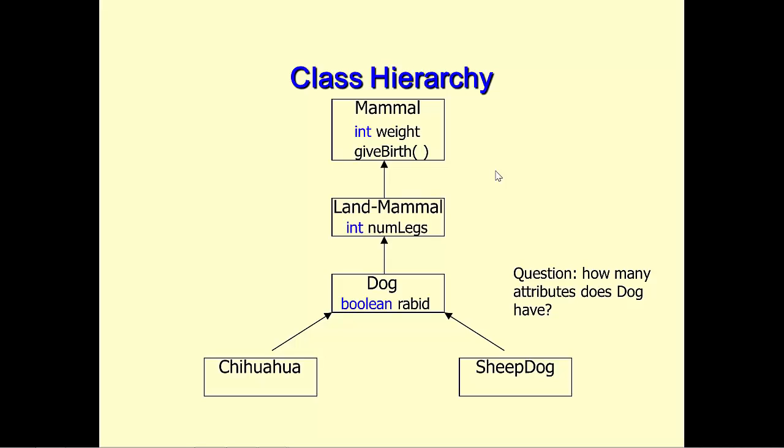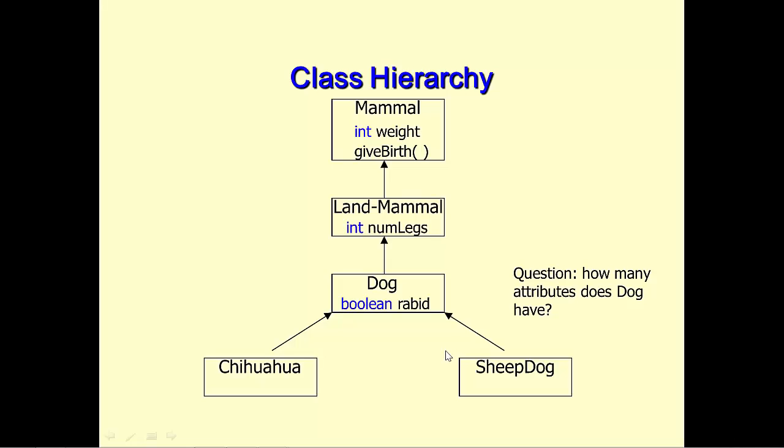Now, how do I know that it inherits from mammal? You see this up arrow, and notice that it does go up. That up arrow in this kind of diagramming says that land mammal inherits from mammal. Now, we can continue this on, and you can see that dog is going to inherit from land mammal, and also that it has a Boolean called rabid here on the inside of dog, and we can continue this on down, creating a chihuahua and also a sheepdog.